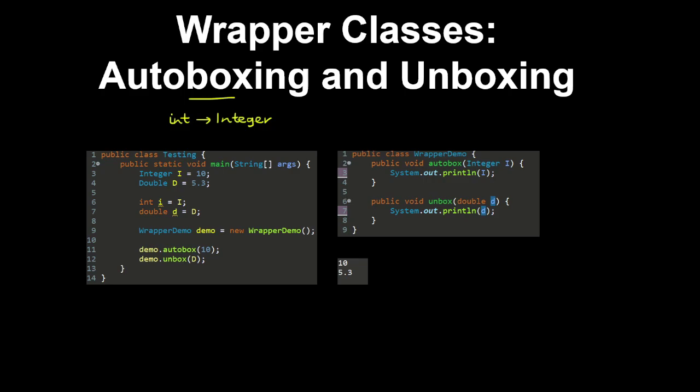And the Java compiler does autoboxing when the primitive value is assigned to a variable of the corresponding wrapper class. So for example, here we assign the int to the Integer object.